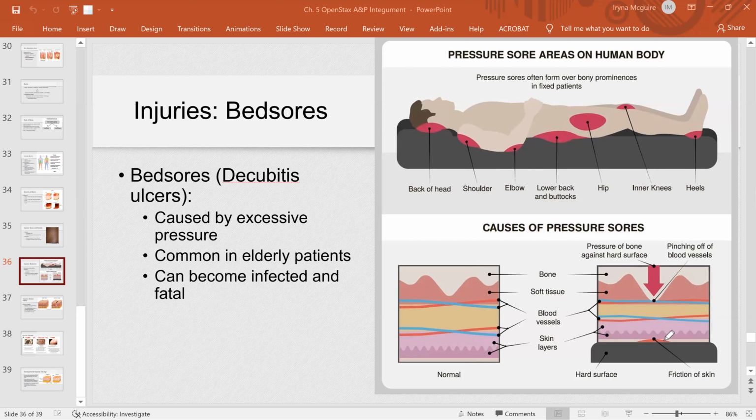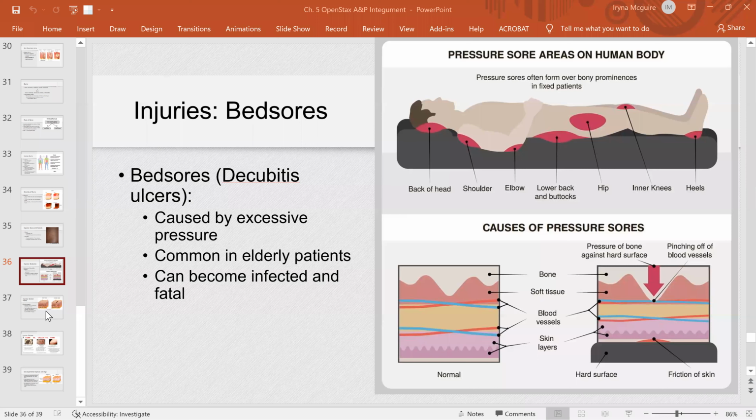Plus, you have friction of the skin against the hard surface. And because now the blood vessels are not supplying tissue with enough oxygen, and tissues are made of cells, those cells start dying. Cells die, that forms an ulcer, and that can become infected, right? And infection can progress and cause very severe effects on a patient, right? So that's what bedsores are, or decubitus ulcers.